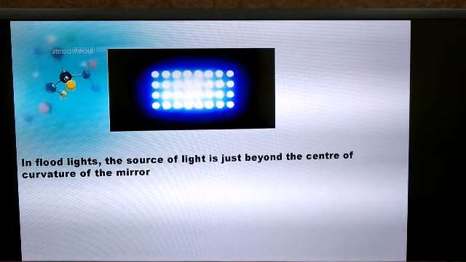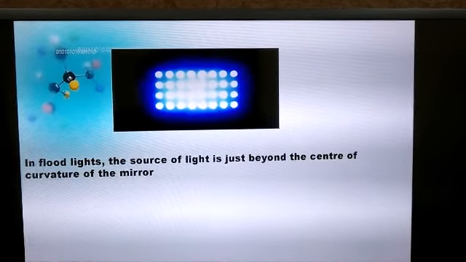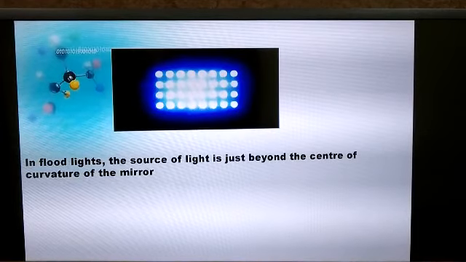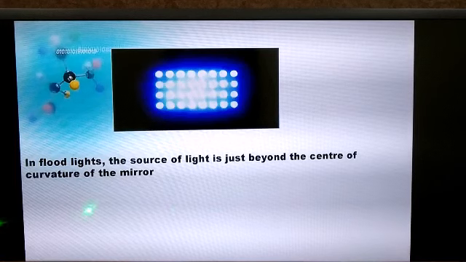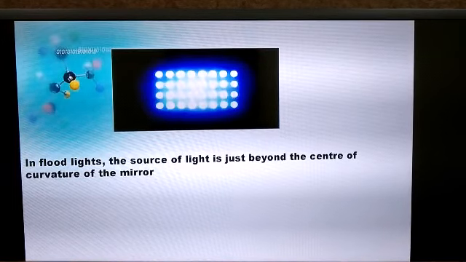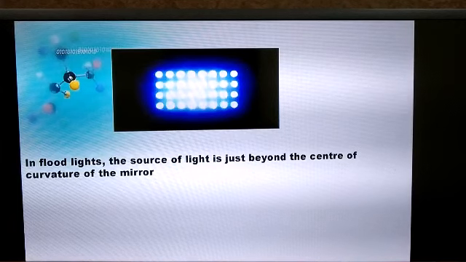Concave mirrors are used in floodlights. In floodlights, the source of light is kept just beyond the center of curvature of the concave mirror. So, this gives out a bright beam of light after reflection.